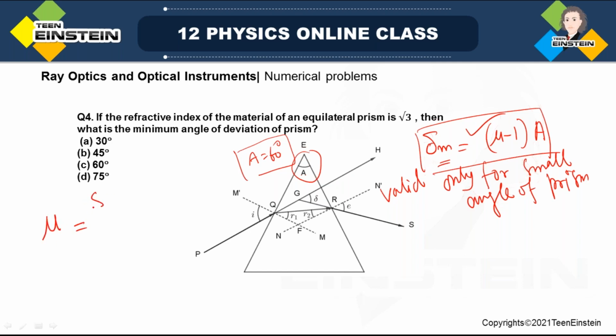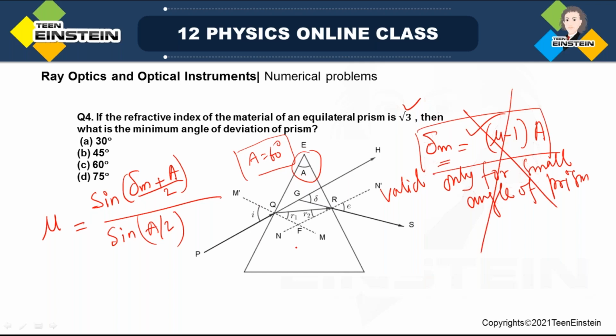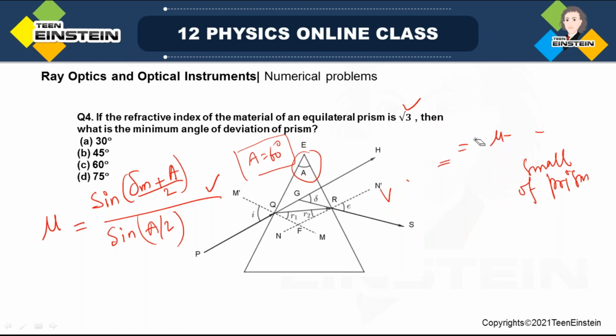What is that? This is mu is equal to sine of (delta minimum plus A) over 2, divided by sine A by 2. So this is the other formula. Look here, refractive index is given. Since small angle is not mentioned, we will not be using the small-angle formula. We'll be using this formula instead. Since the word small angle is missing in this problem, I'll just clean this part. We cannot use this for small angle.